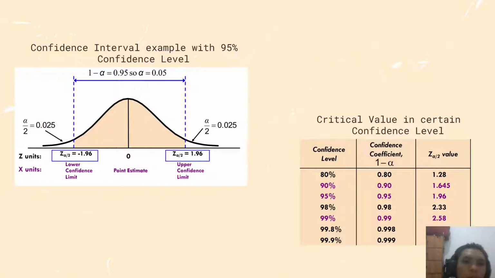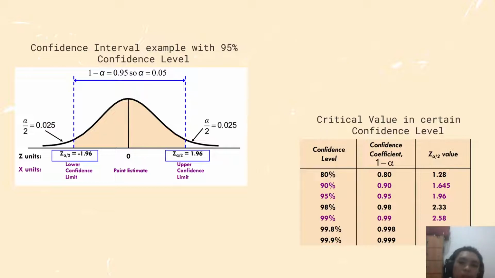And here I also provide an example of the confidence interval. As you can see, with a level of 95%, this is what it looks like. The z values on the left side and the right side will be minus 1.96 and 1.96 respectively. So the left side is negative and the right side is positive, and the point estimate is in the middle between those two.